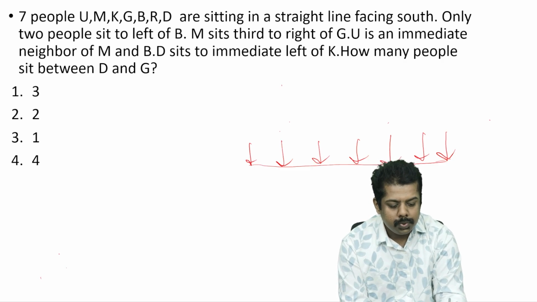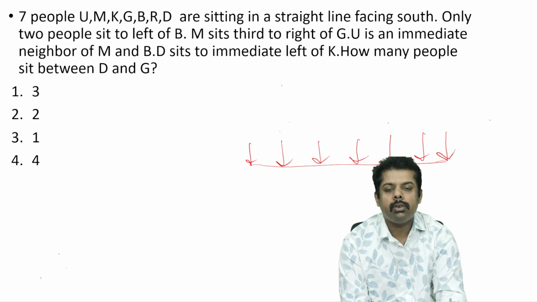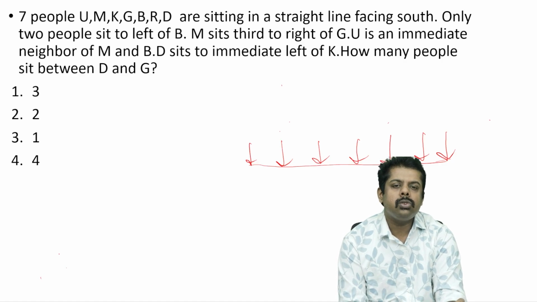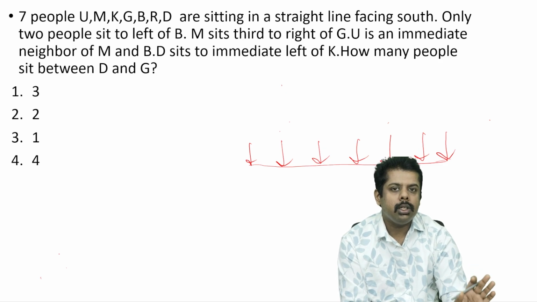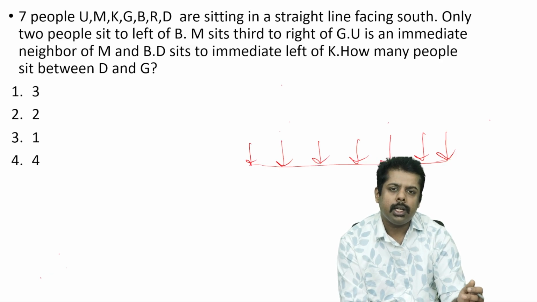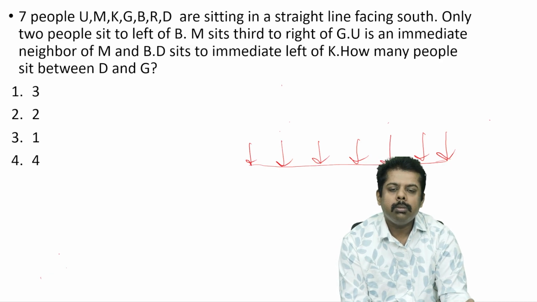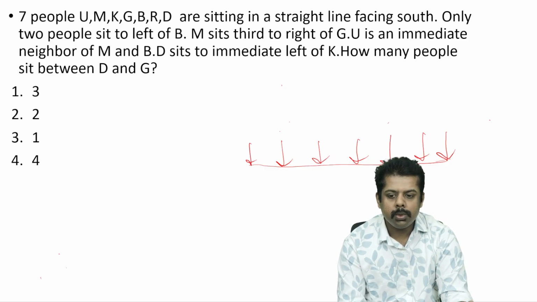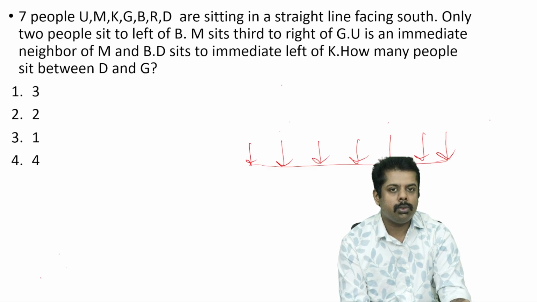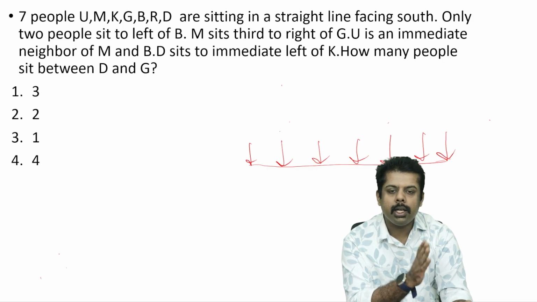The first statement: only 2 people sit to the left of B. There will be 2 types of statements. Some statements will be given directly, and you can fix them in the diagram, and some statements won't be like that. Looking at the first statement again, it is a direct statement because they have told that only 2 people are to the left of B. So that point we can directly connect now.